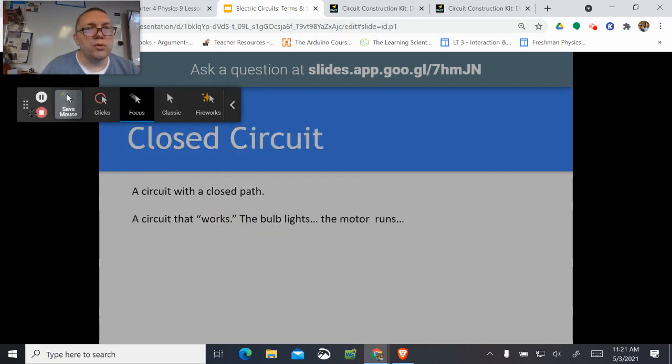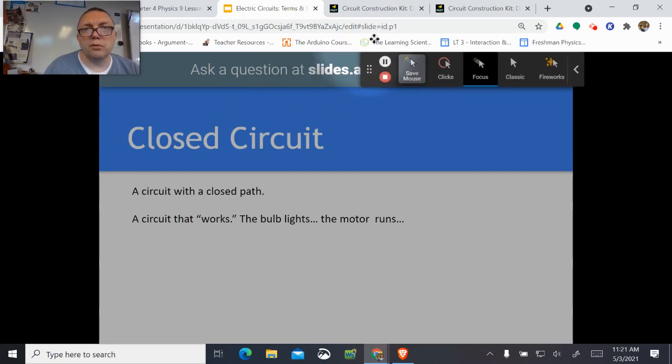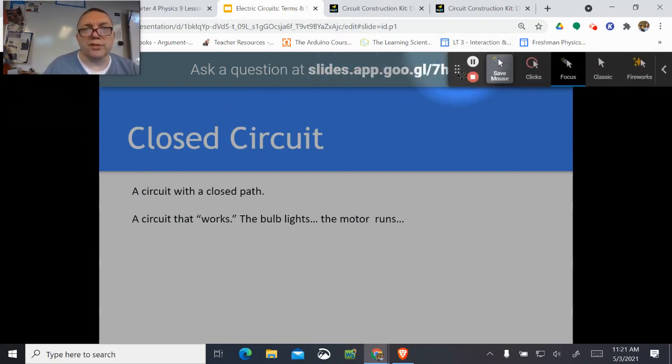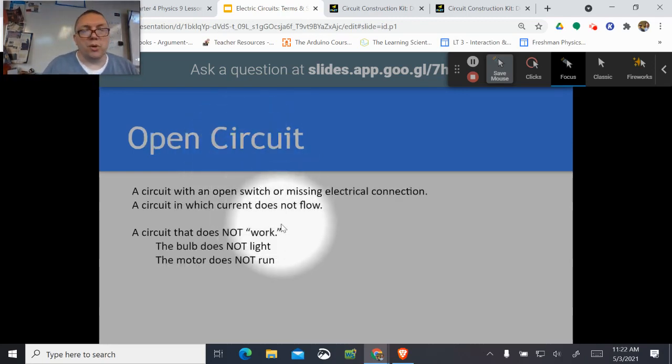Okay, slightly new terms here. We haven't discussed this part yet. A closed circuit just means that we have a circuit with a full, complete path. Wire through the battery, wire, light bulb, back to the battery, right? It's got a complete path. If we have a complete path, the circuit works, the bulb lights, the motor runs, the sensor works, whatever, then it's a closed circuit. An open circuit is one where there's just not a full connection. Something's missing.